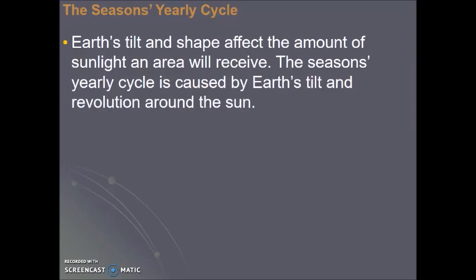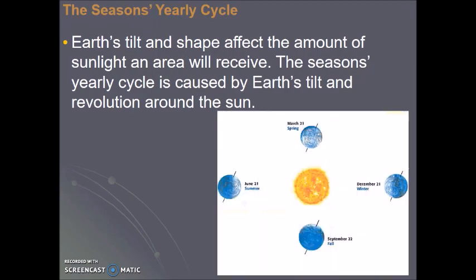The Earth's tilt and shape affect the amount of sunlight an area will receive. The season's yearly cycle is caused by Earth's tilt and revolution around the Sun. So here's our picture again.